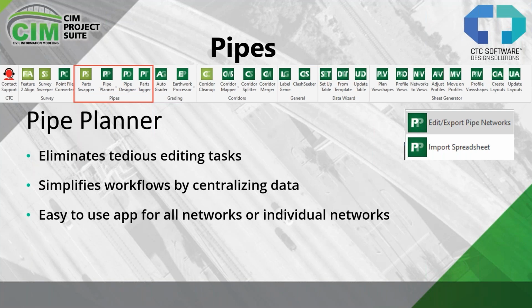As with the rest of our tools, and our pipe tools in particular, it eliminates the tedious editing tasks that Civil 3D has. Pipe networks are great once you get them designed, but if things change, we know how time consuming and frustrating they can be. So it simplifies our workflows by centralizing all of our data into one easy to use app, and we can edit with this app. We can do all networks at once, or we can pick out individual networks.